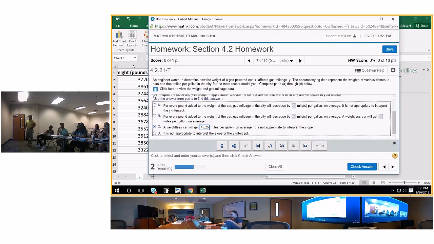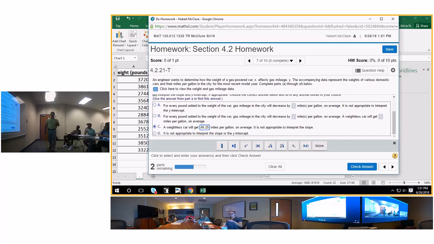Now, could the Y-intercept be interpreted as a weightless car will get 25? Yes. Now, did I say, is it possible? No. I said, could the Y-intercept be interpreted that way? Yes. Now, I don't know what the question's asking. We'll go back to see what the question's asking. Is it not appropriate to interpret the slope or the Y-intercept? Probably not. I would take that as an answer.